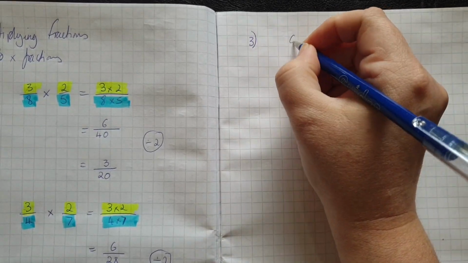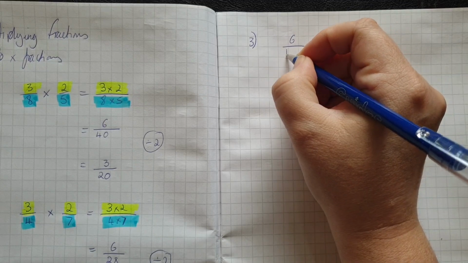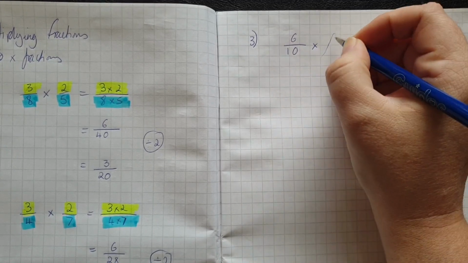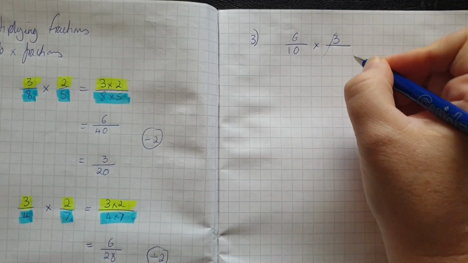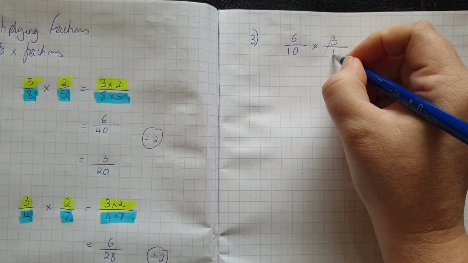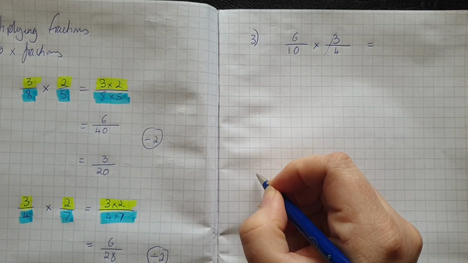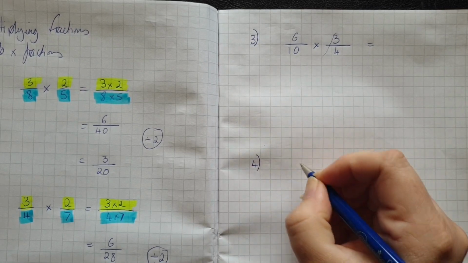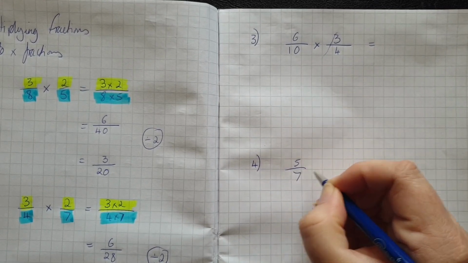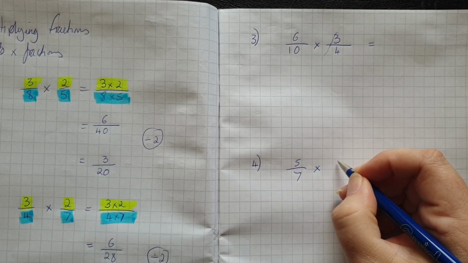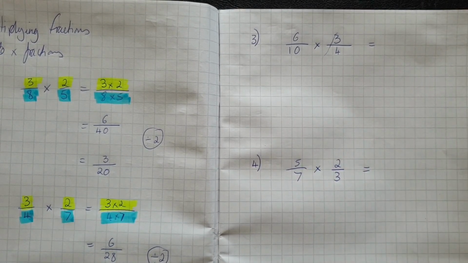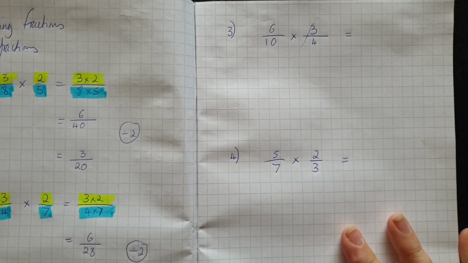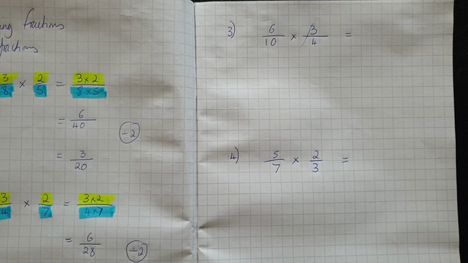We'll have 6 over 10 multiplied by 3/4, and number 4, 5/7 multiplied by 2/3. Pause the video, work your way through, and then check back to see if you've got the same answer.